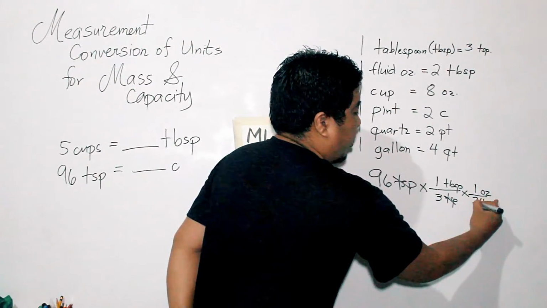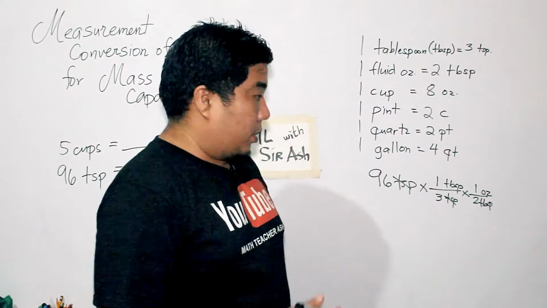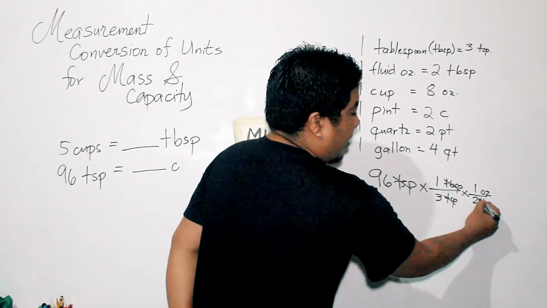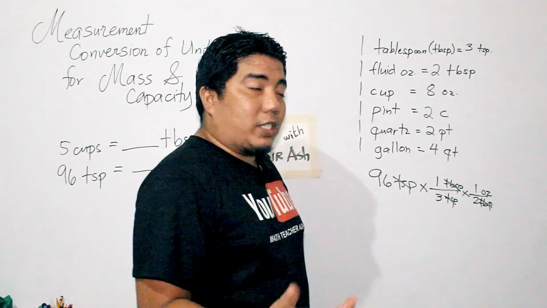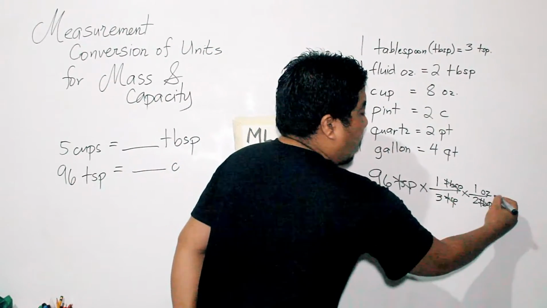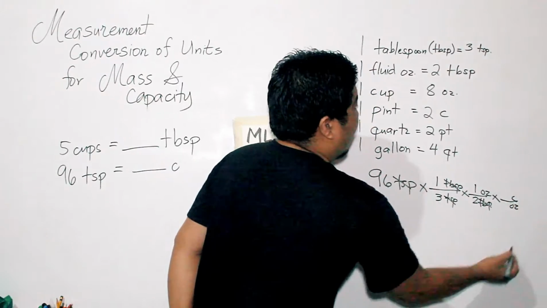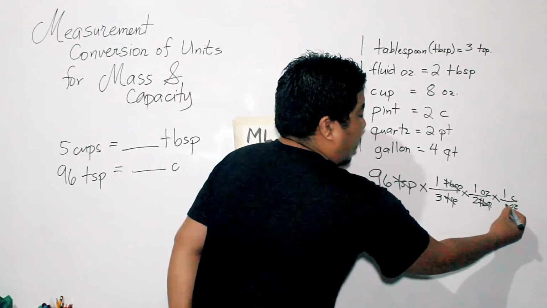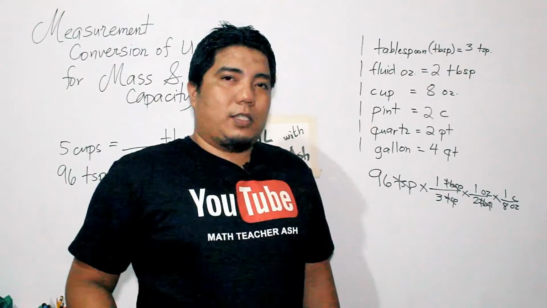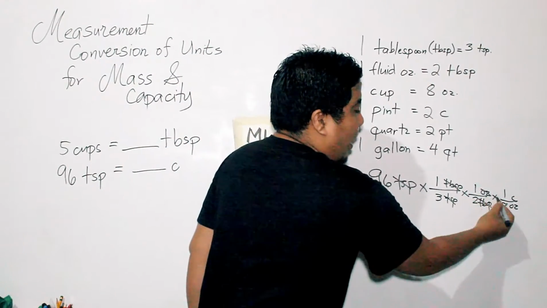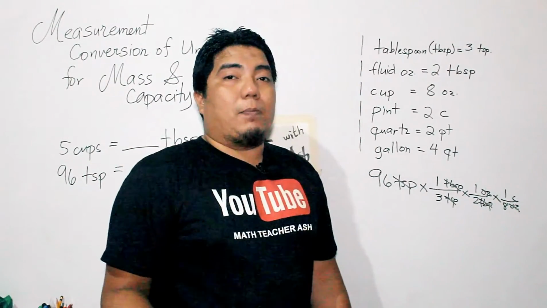In 1 ounce, there are 2 tablespoons. So this will be cancelled. But the final answer will still be in ounce, not in cups. So we will again be multiplying an ounce to cup. So it says in 1 cup, there are 8 ounces. So now, we will have a final answer of cups.